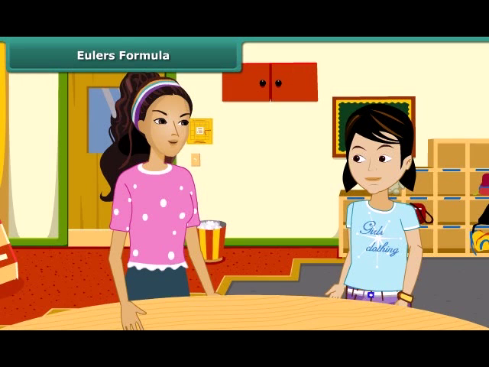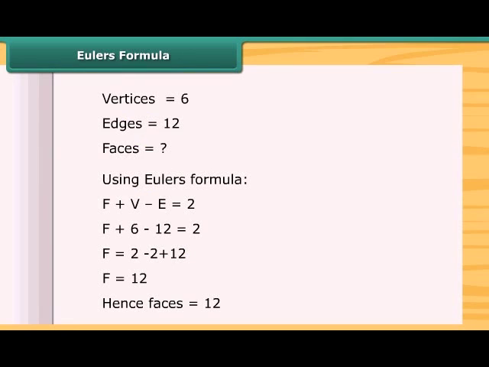If the number of vertices and the number of edges of a polyhedron are given, then we can find the number of faces of that polyhedron using Euler's formula. And if the number of faces and the number of vertices are given, then can we find the number of edges? The 2 values are given. Then we can find the third value using Euler's formula. Here is an example.